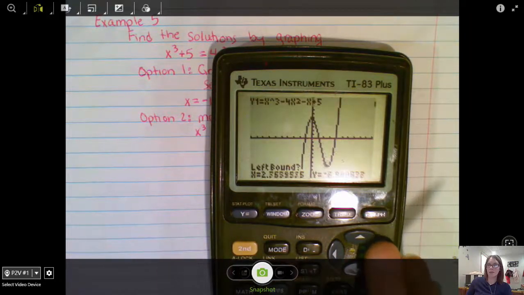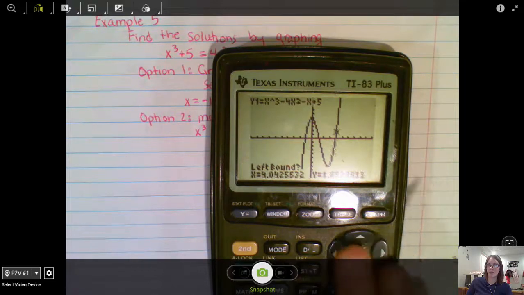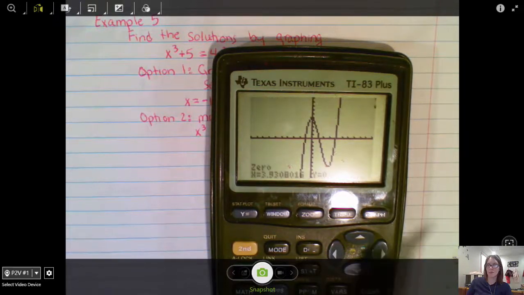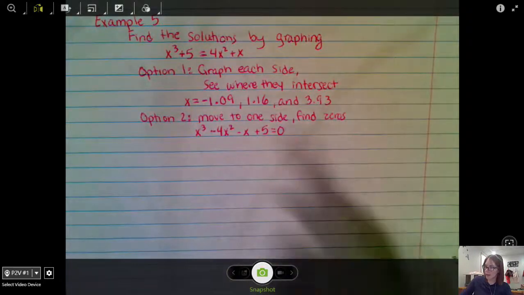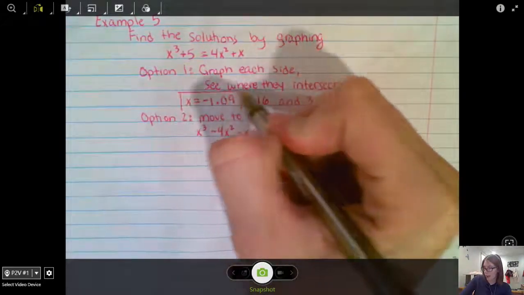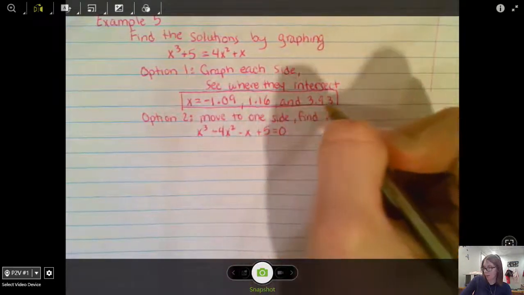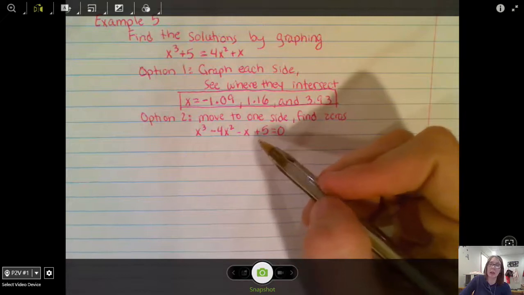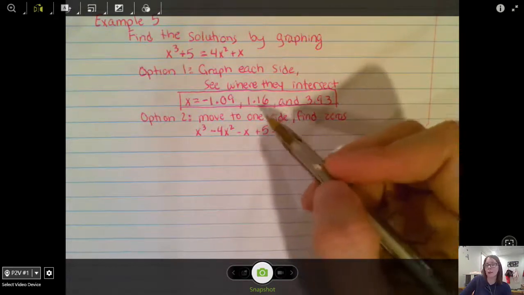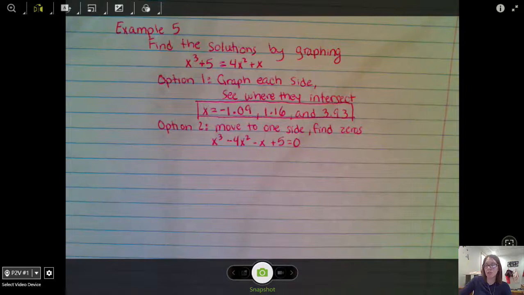And finally, move to what we're trying to find. Go left, right, and that's our 3.93. So either way you like better, feel free to stick with it. I have a feeling a lot of you guys are going to like option 2 a little bit better, but option 1 is a good strategy too. So totally up to you. I'm never going to say you have to solve by the second option or anything like that, but you have the option.